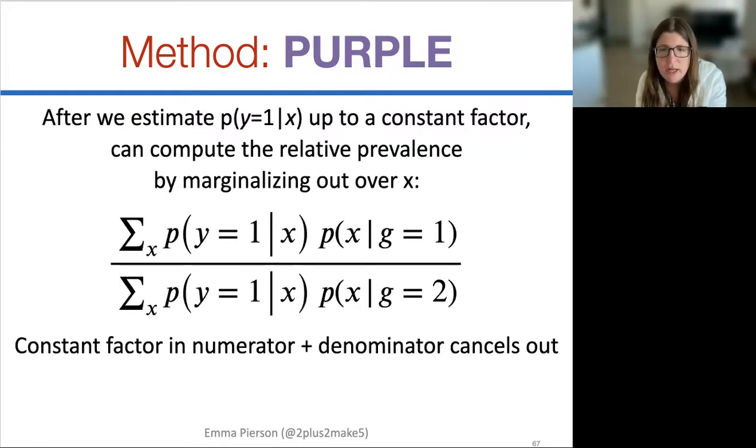Turns out, though, that you actually only need to compute P(Y given X) up to a constant factor because the relative prevalence is given by this expression. So if you're off in estimating P(Y given X) by a factor of 2, that's just going to be the same in the numerator and the denominator, and it'll cancel out. And so this is the sense in which sometimes you can estimate the relative prevalence, even if you can't get the absolute prevalence in either group.